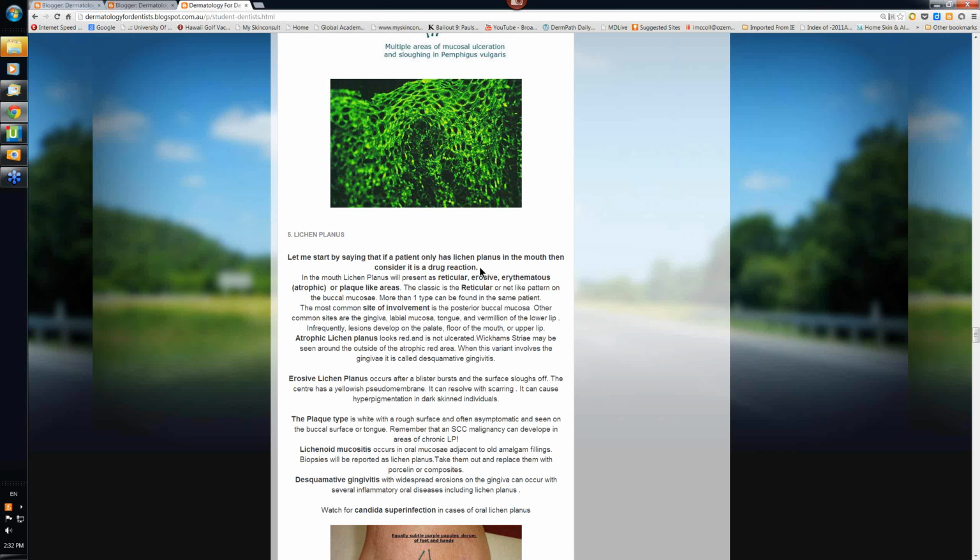But if a patient doesn't have any cutaneous features of lichen planus and there's only oral involvement, then look for a drug. Most cutaneous lichen planus will resolve in a couple of years, but oral lichen planus, the mean time to resolution is about 4 years. If it's a particular drug causing it, then you can resolve it by removing that drug.